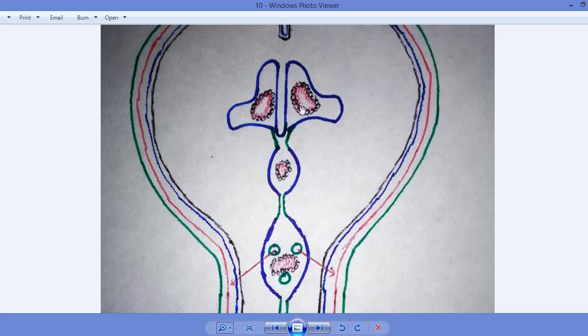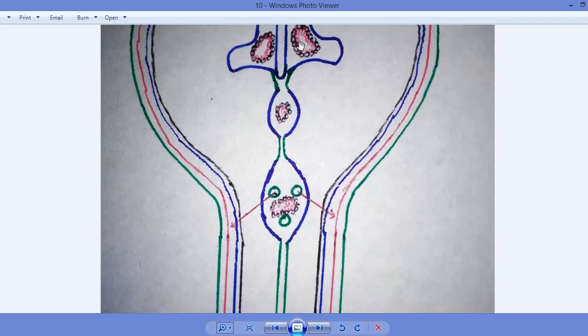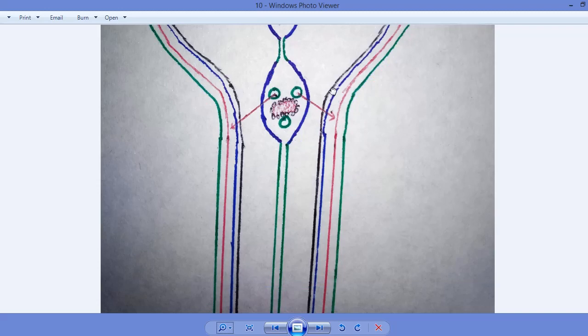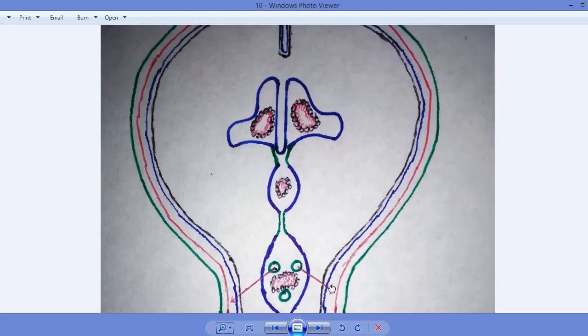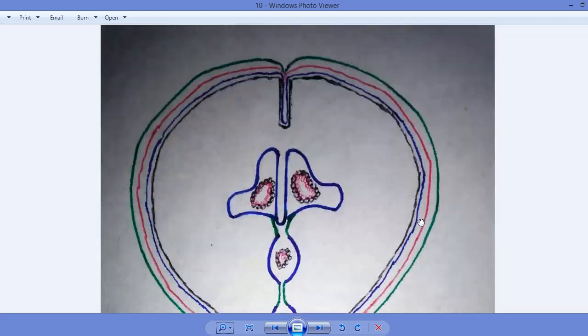So what will happen? The formation occurs in these lateral ventricles. After the formation, it will go from these two ventricles to the third ventricle. From the third ventricle, it will go to the fourth ventricle, and from the fourth ventricle, it will go to the subarachnoid space. From the subarachnoid space, it will go all around the brain and spinal cord, and it will also go to this area.